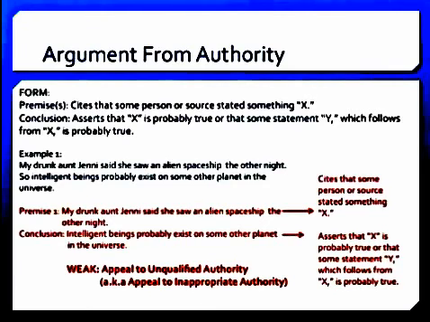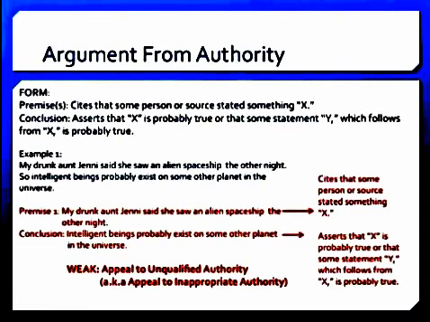Here is an example of an inductive argument from authority in which the reasoning is definitely weak. The argument reads, "My drunk Aunt Jenny said she saw an alien spaceship the other night, so intelligent beings probably exist on some other planet in the universe." Notice that this argument actually has the same form or pattern of reasoning as the other argument from authority. The premise is that my drunk Aunt Jenny said she saw an alien spaceship the other night. Notice that this premise cites that some person or source stated something X. The statement X is that she saw an alien spaceship the other night. Now the conclusion is that intelligent beings probably exist on some other planet in the universe.